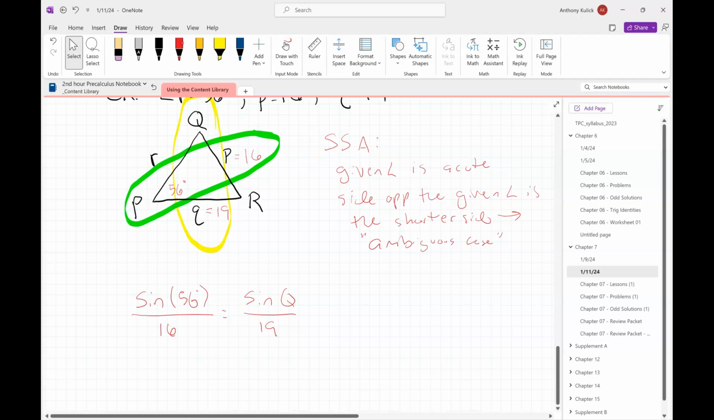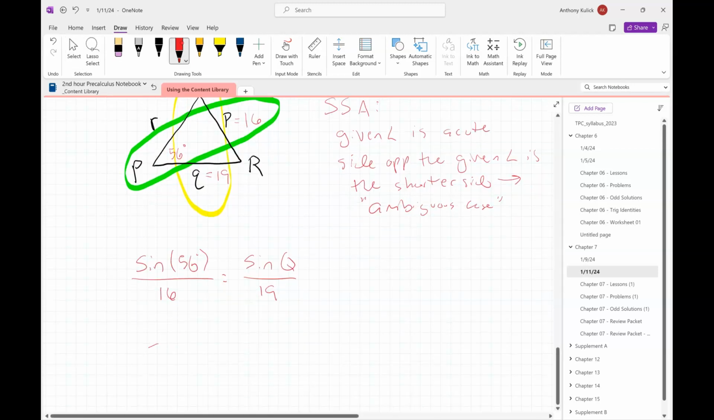And now what I'm going to do is get sine Q by itself. So I'm going to cross multiply and divide. I'm going to do that all in one step.